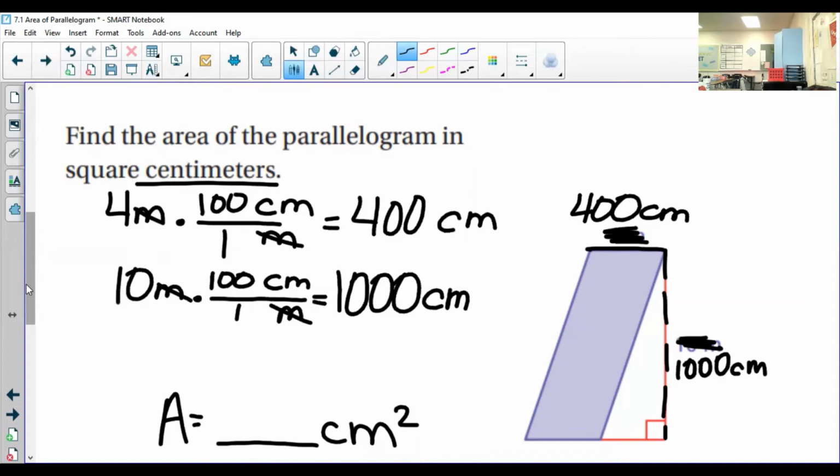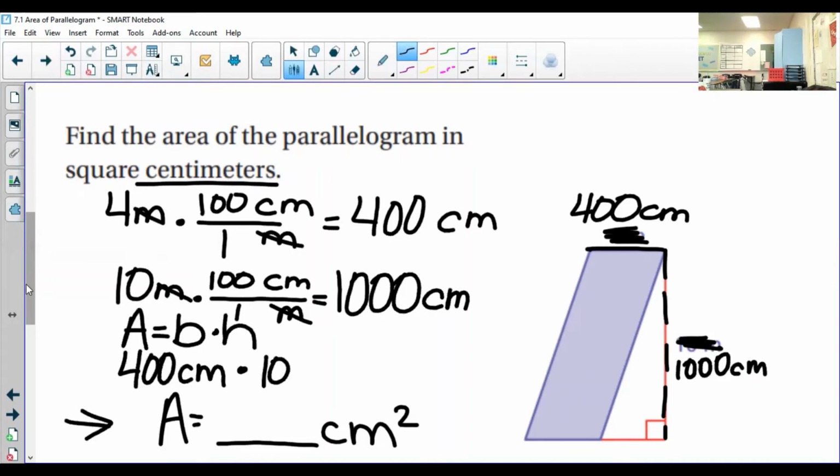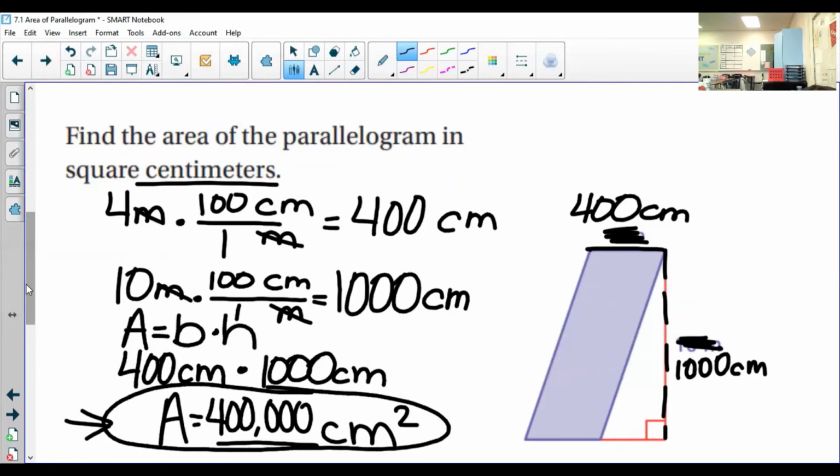Okay, am I finished? No, right? My goal here is to get the area. So my formula, area equals base times height. My base is 400 centimeters times my height, which is 1,000 centimeters. Oops, don't put squared yet. Okay, then we just multiply those two together, right? 400 times 1,000 should be 400,000. Let's see if I can fit that in. 400,000 centimeters squared. Whew, that's a big number.